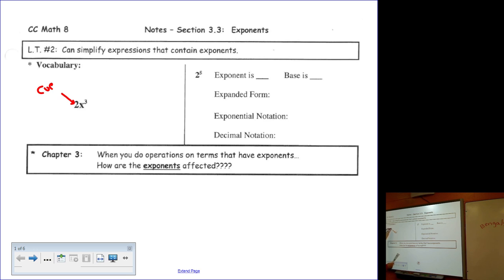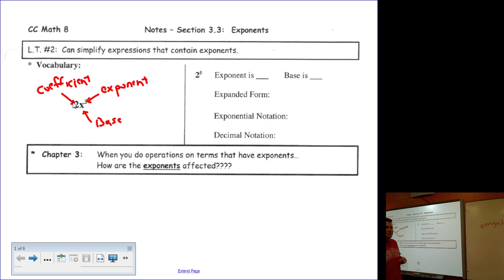The 2 in this problem is called the coefficient. The x in this problem is called the base. It's a variable, I know. A variable could be a base, or a number could be a base. The base is the thing under the exponent. And of course, the 3 is called the exponent, right?